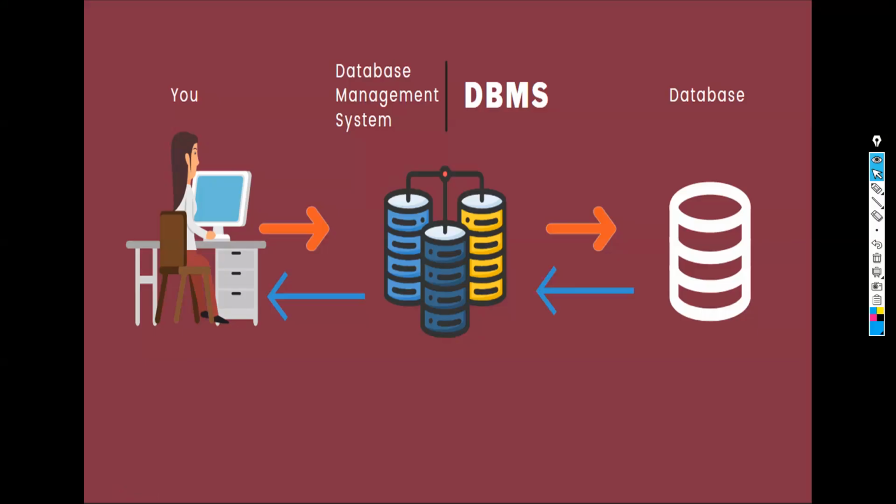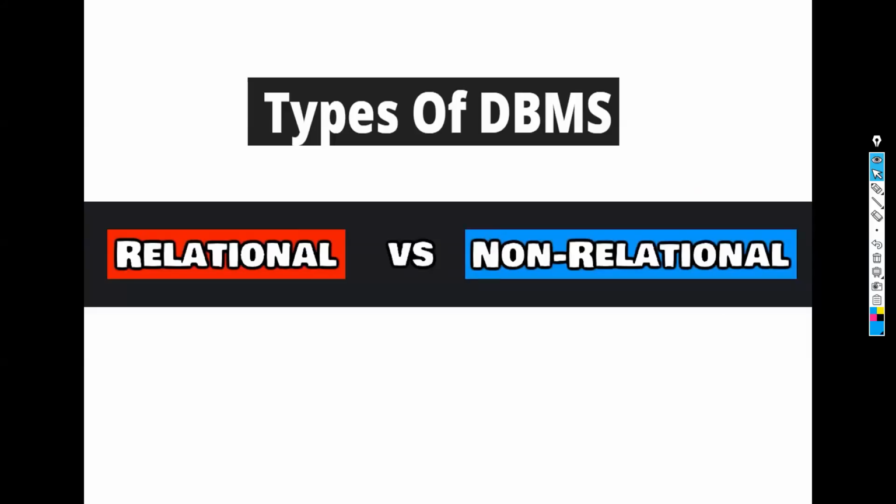Some kind of management system. Now this is database management system. And here we are having two types of database management systems. One is called relational database. The second one is called non-relational database.